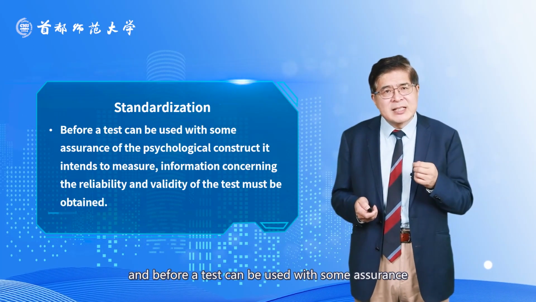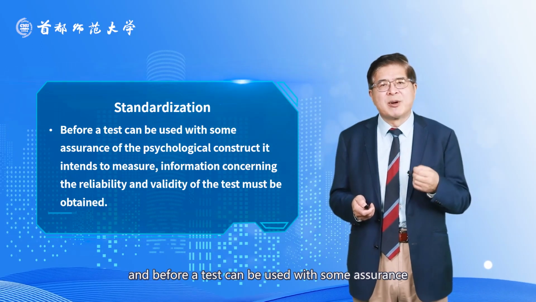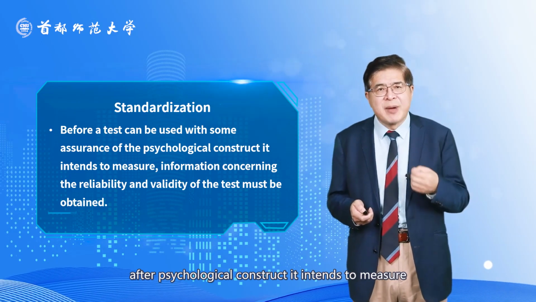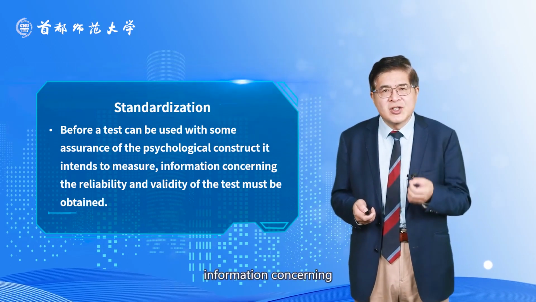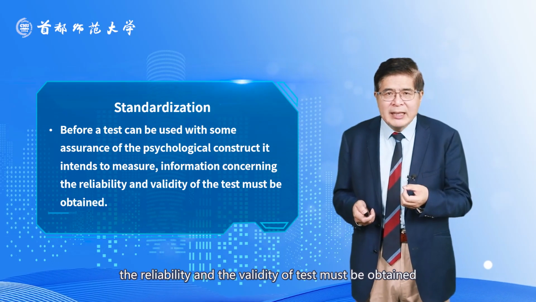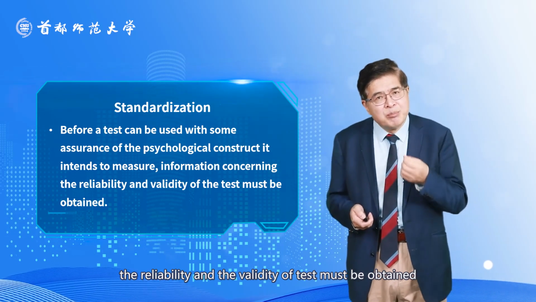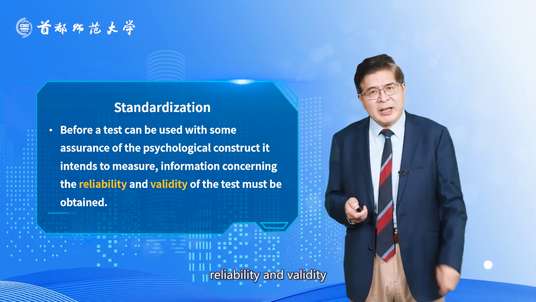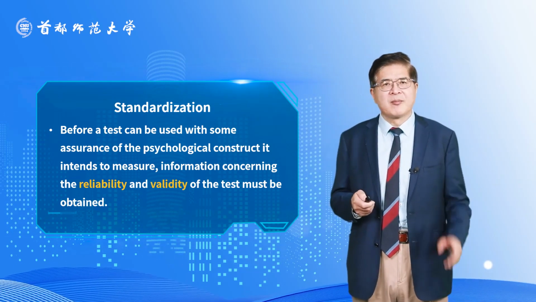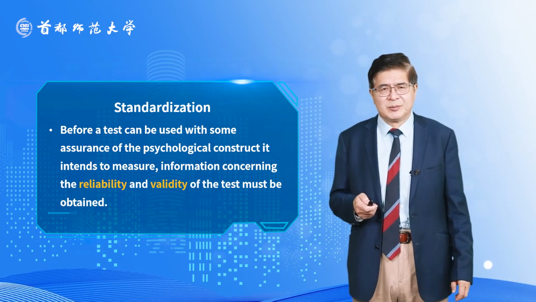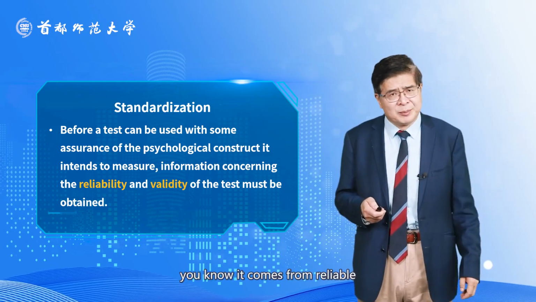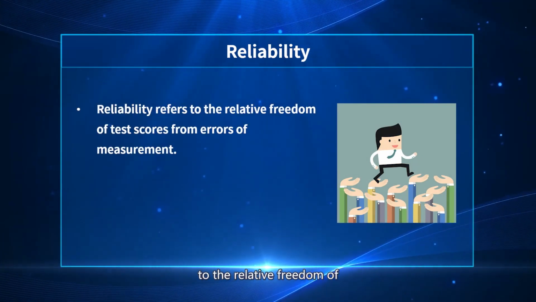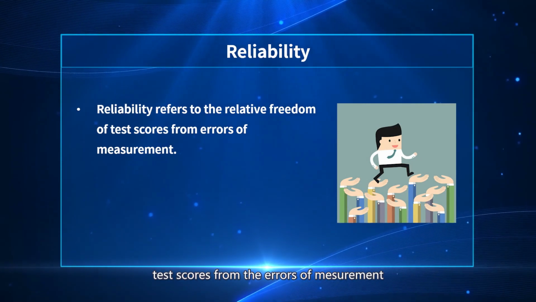And before a test can be used with some assurance of the psychological construct it intends to measure, information concerning the reliability and the validity of the test must be obtained. Reliability and validity. Now, what is reliability? You know, it comes from reliable. Reliability refers to the relative freedom of test scores from the errors of measurement.